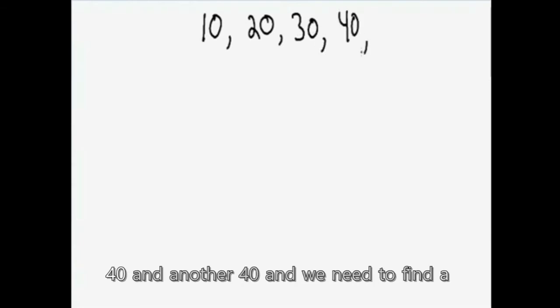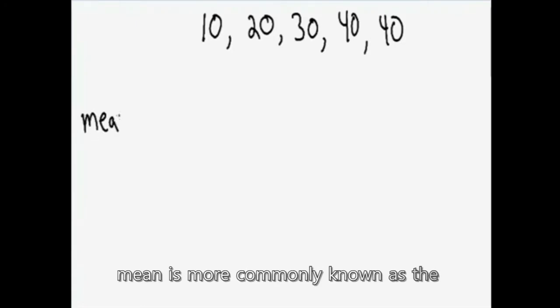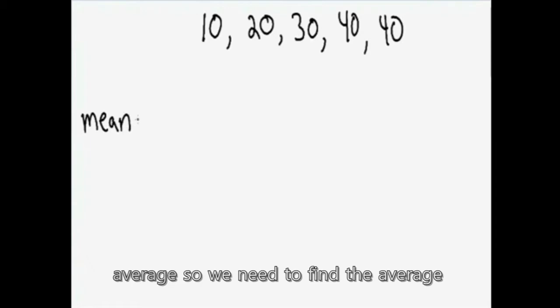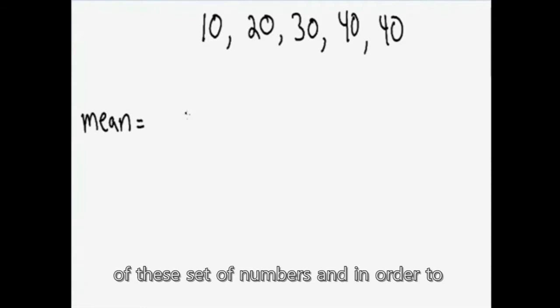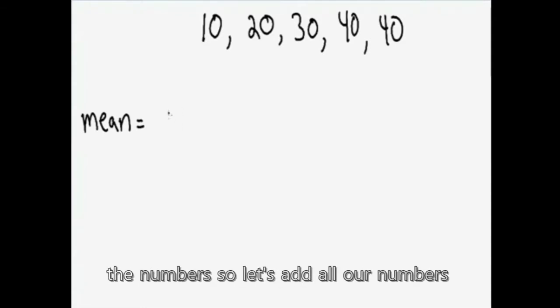Now let's say we have the numbers 10, 20, 30, 40, and another 40. We need to find the three central tendencies of this data set, so the mean, median, and mode. So let's start out and find the mean. The mean is more commonly known as the average, so we need to find the average of this set of numbers. In order to find the mean, you just have to add all the numbers. So let's add all our numbers.